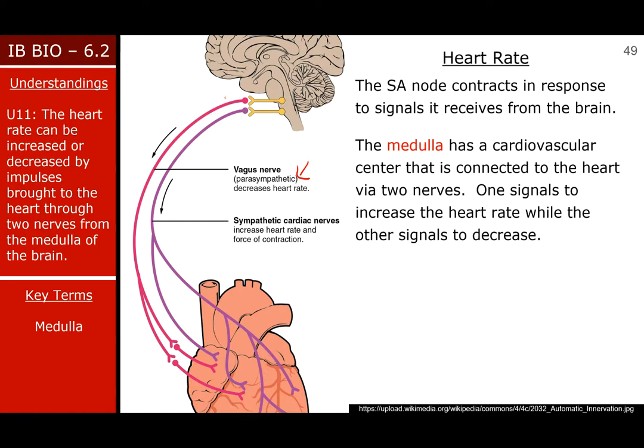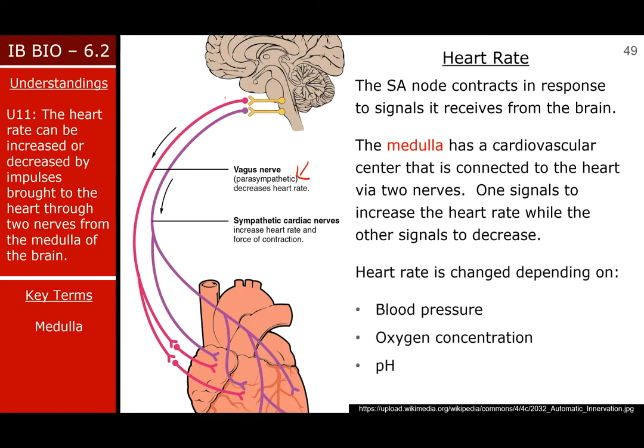So decrease would be like sleeping. That's going to be the sympathetic cardiac nerves and vagus nerve. I can't remember if that's fight or flight. That's usually like an increase. I'm pretty sure, yeah, one signal increases the heart rate while the other signals decrease. I think it's vagus nerve is increase and sympathetic is decrease, but I could be wrong about that.